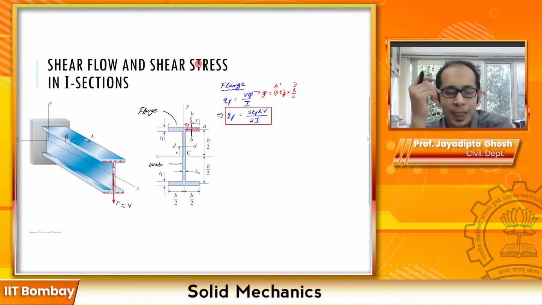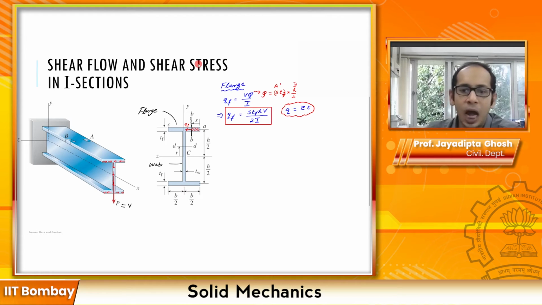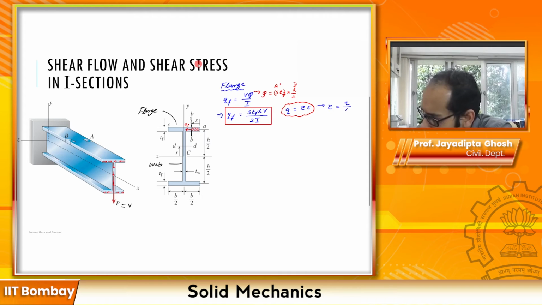Now remember, what is the relationship between Q and tau? I know that the relationship between Q and tau is that Q equals tau times T, right? So this is the relationship we know. Now since we're looking at the flange over here with the thickness of T_F, the tau of F, that is the shear stress in the flange, is going to be related to the Q in the flange that you see over here. So this also gives you the relation that tau equals Q divided by T.